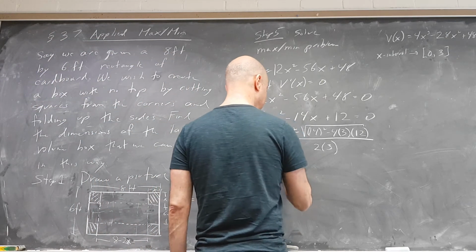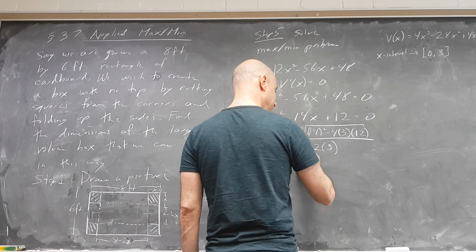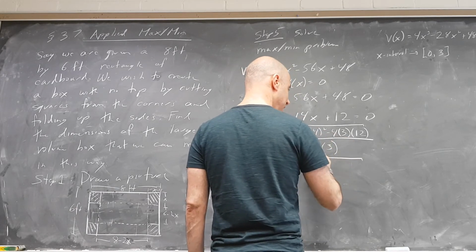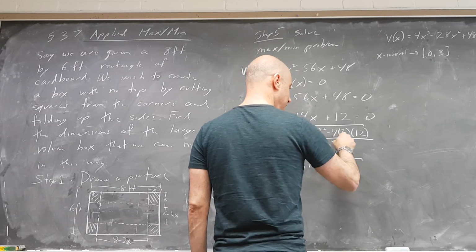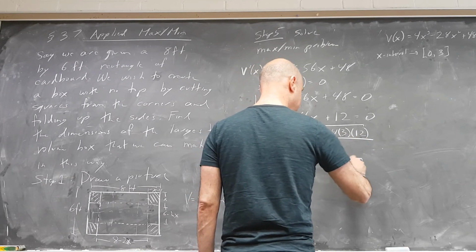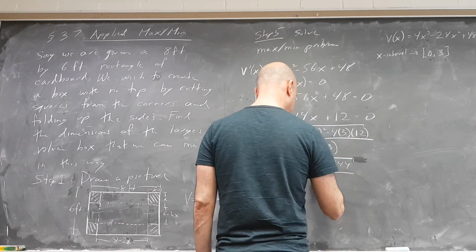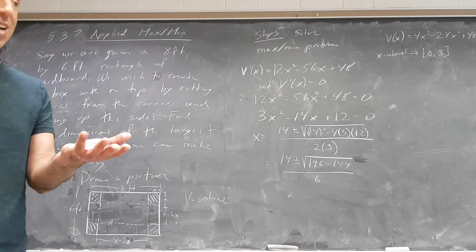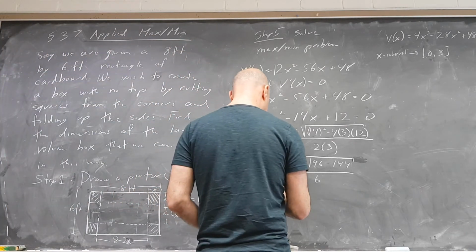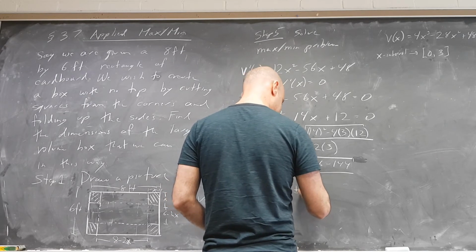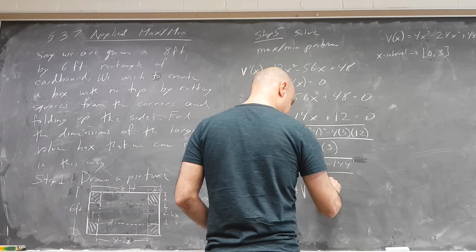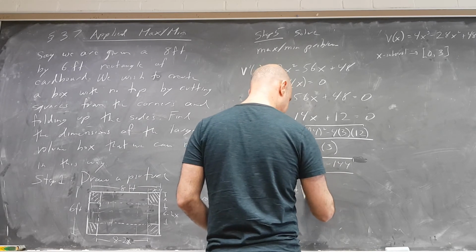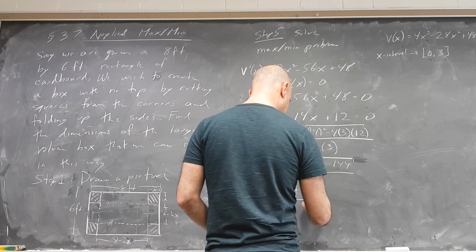And so this equals 14 plus or minus the square root of 14 squared is 196, and this is 12 times 12, that's minus 144, all over 6. If you don't like doing the exact numbers, get decimals, I don't care. It's all good. So 14 plus or minus the square root of, let's see, 196 minus 144 would be 52, so this is 52 all over 6.